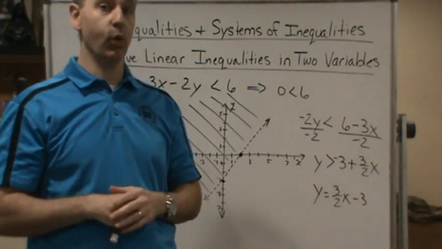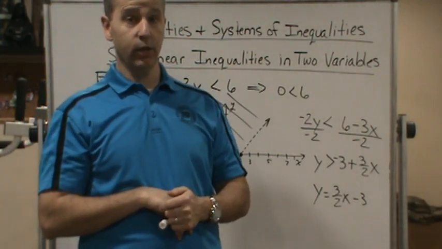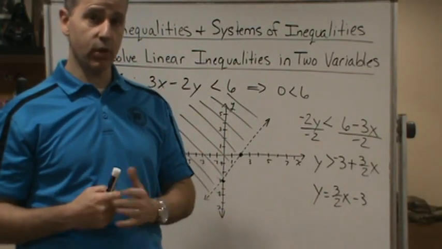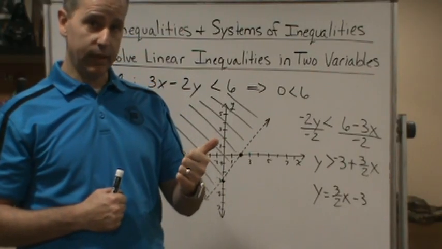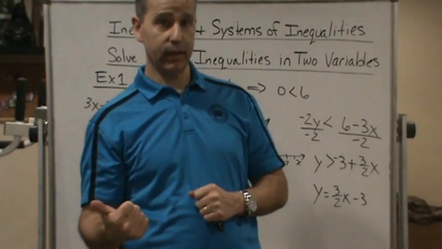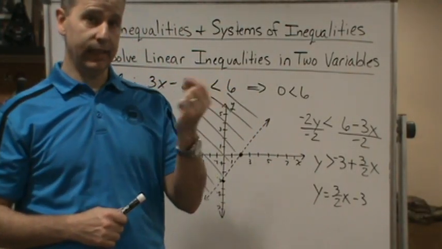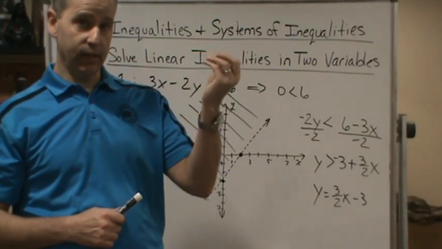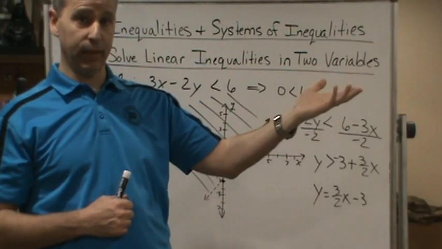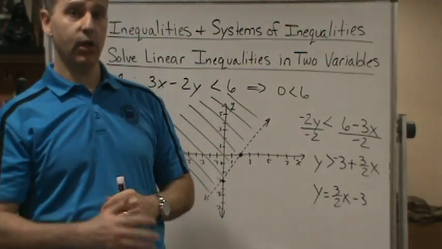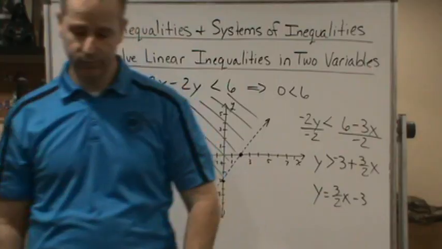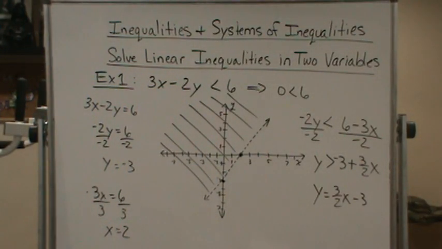But again, make sure you know how to do test points. Okay? So just to repeat myself, what do you do? You graph the equation of the line. If it's a strict inequality, the line is dotted. If it's not strict, the line is solid. And then you use a test point on either side of the line. If the test point gives a true statement, you shade that side of the line, that half plane where the point came from. If it's false, you shade in the opposite half plane. That's it. All right. We'll do another example.